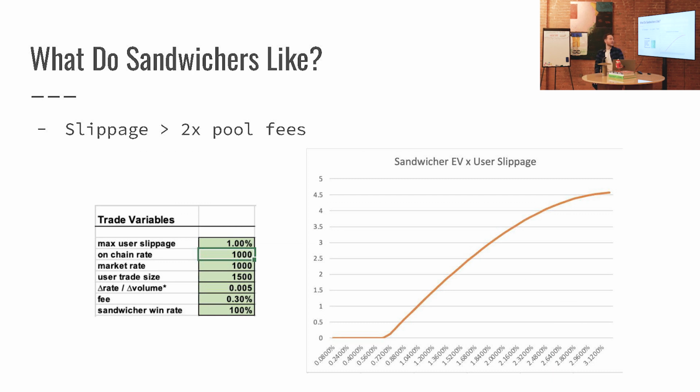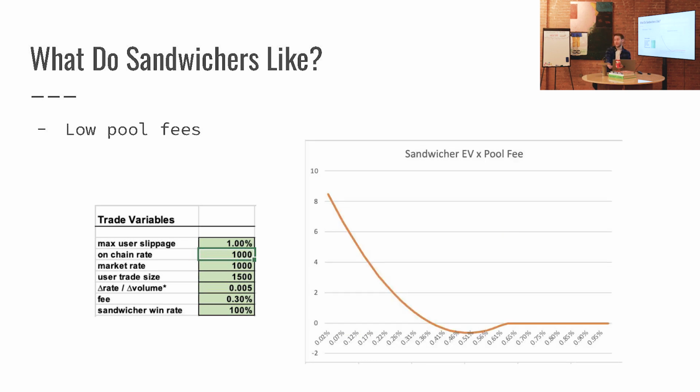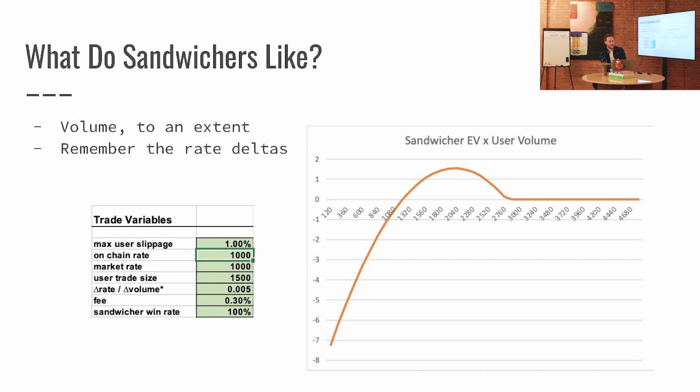So what do sandwichers like? Well, they obviously like it when the slippage is greater than twice the pool fees. And so you can see here a graph, sandwich EV, or expected value, on the y-axis, user slippage on the x-axis. The greater the user slippage, the higher the profit for the sandwicher. Inversely, sandwichers like low pool fees. The lower the pool fee, the higher the expected value of the sandwich attack.